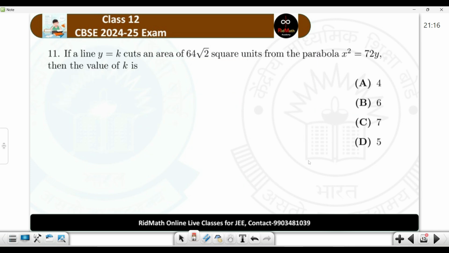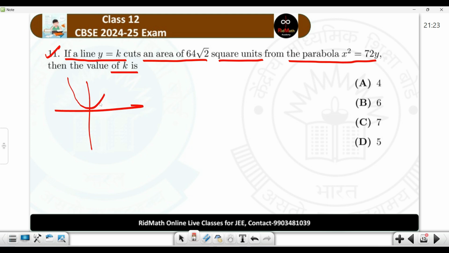Next problem. Question number 11. If a line y equal to k cuts an area of 64 root 2 square units from the parabola x square equal to 72y, then the value of k is? So the parabola is like this. This is the line y equal to k, and we have to find this area and this area. As the parabola is symmetric, we will find this area and multiply it by 2.